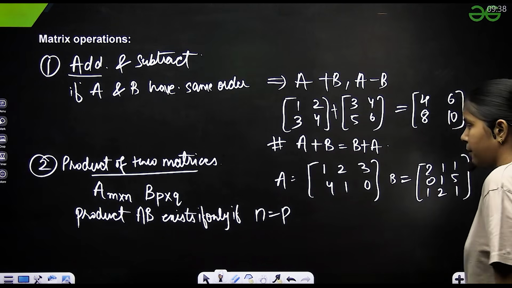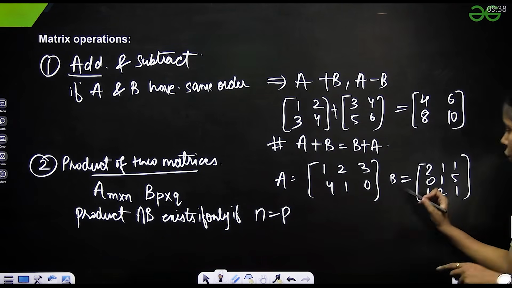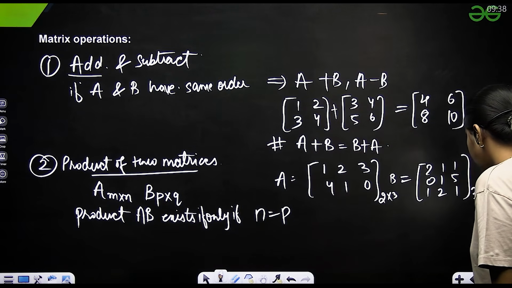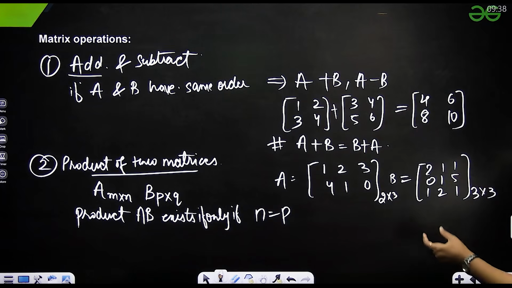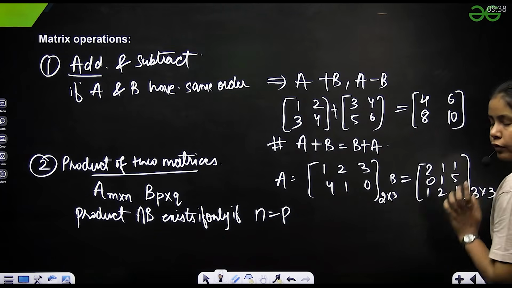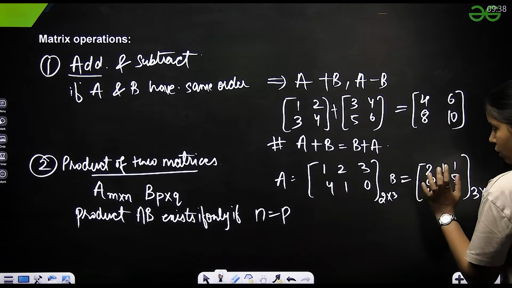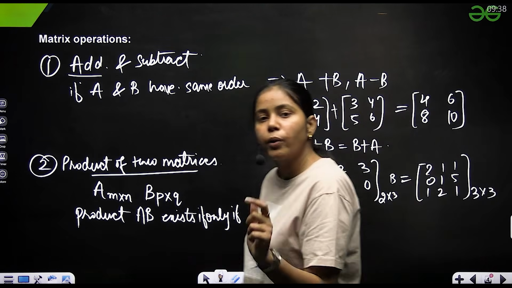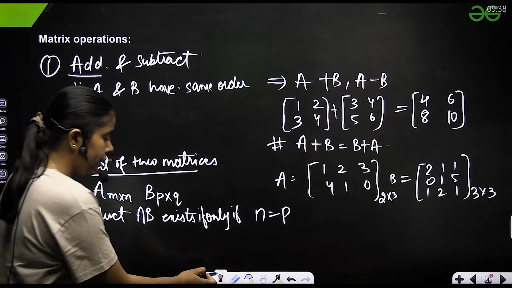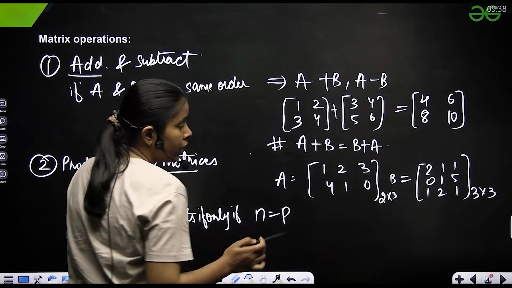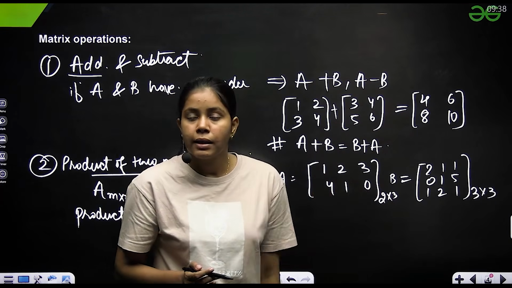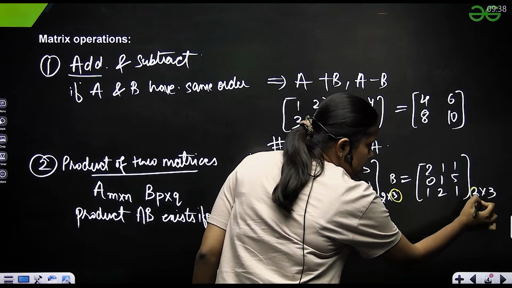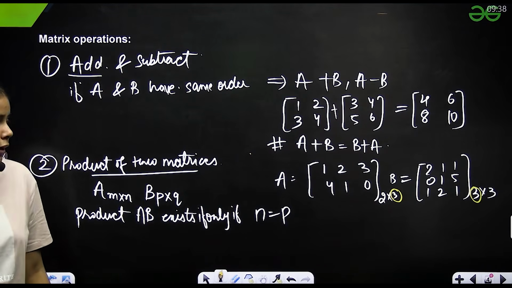This is my B matrix. A is a matrix of order 2 cross 3, B is of order 3 cross 3, right? You can write down the order of a matrix at the end of the square brackets, a small 2 cross 3, and this is of order 3 cross 3. Now you would be able to find the product of these two matrices only if the number of columns in A is equal to the number of rows in B. So here the number of columns in A is equal to the number of rows in B, so you would be able to find the product.